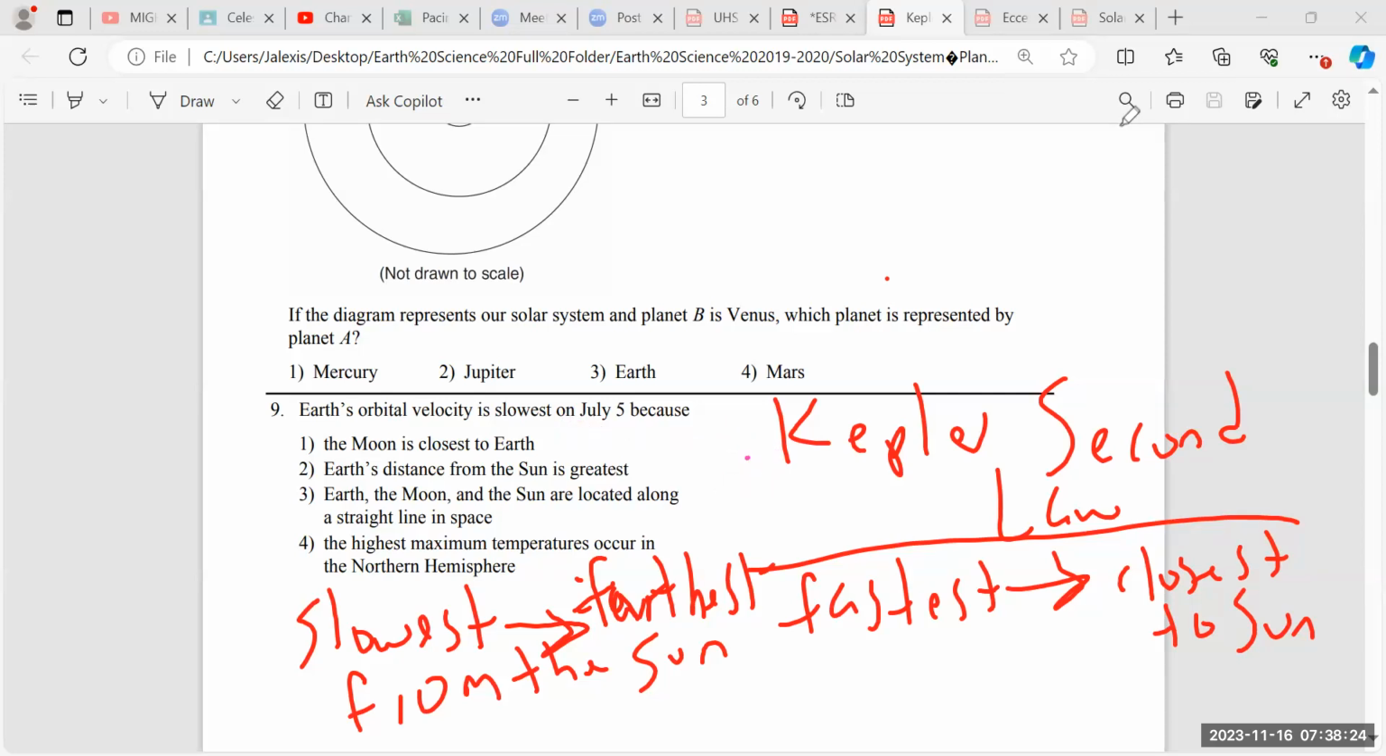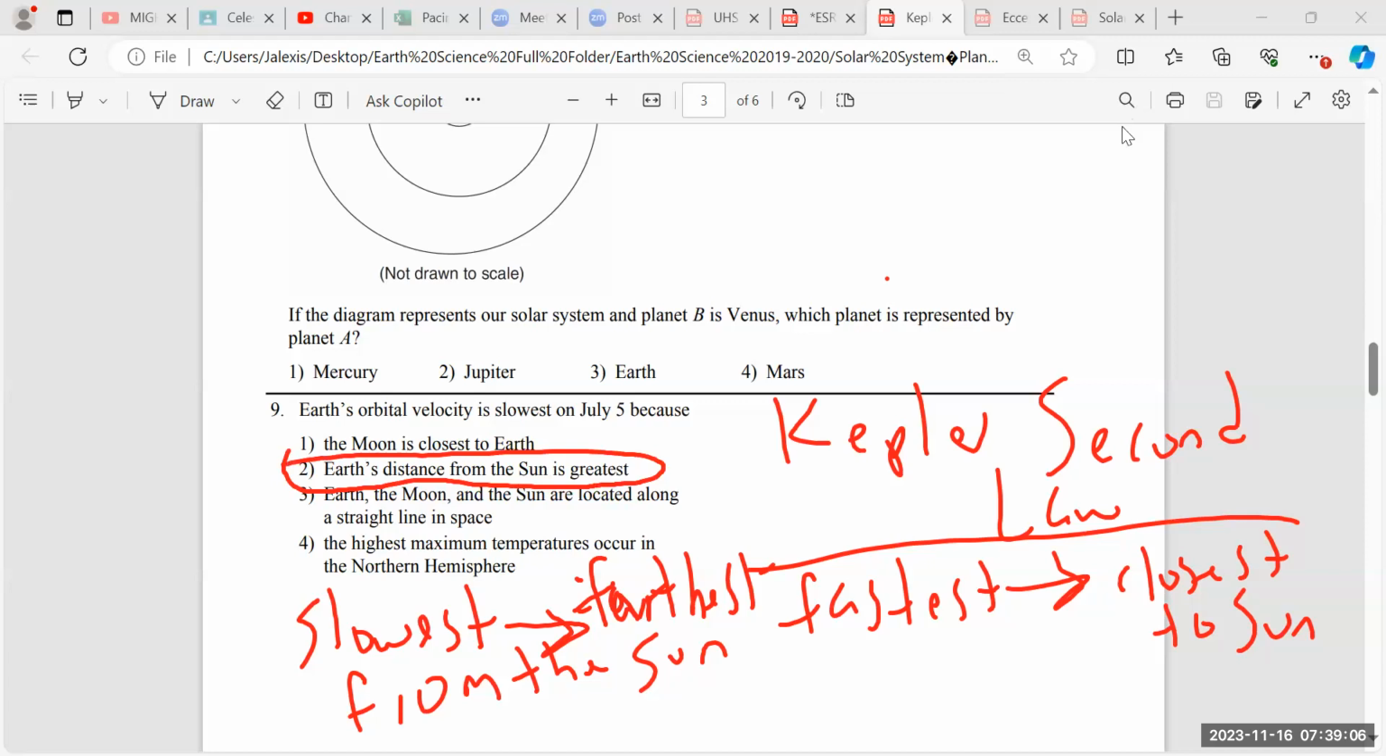Kepler's second law states that the closer you are to the sun, the faster you're going to travel. So the opposite of that rule also goes for if you travel the slowest: where are you going to be from the sun? The farthest from the sun. So if you travel the fastest when you're closest to the sun, then you travel the slowest when you are farthest from the sun. Which option shows that the Earth is the farthest from the sun? It is choice 2.